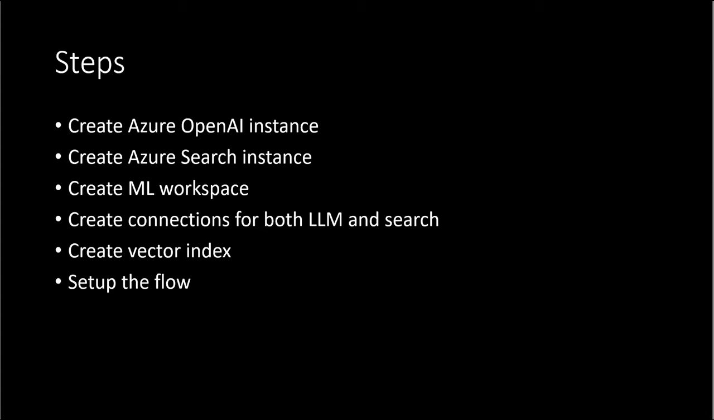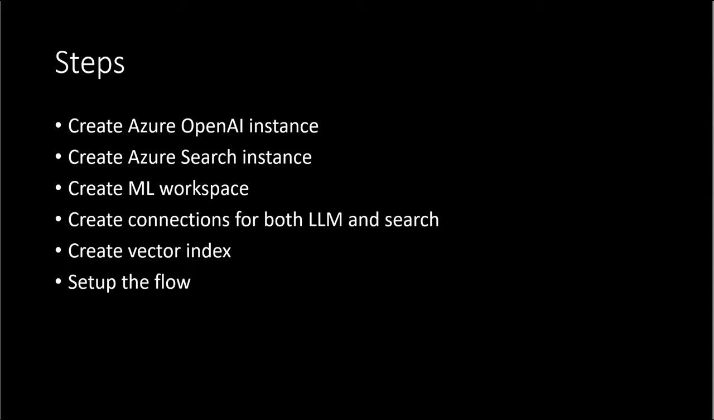The very first thing we need is an active Azure subscription, and once we have that we can go ahead and create an instance of Azure OpenAI. Then we need to create an instance of Azure Search. And the third thing we need is to create an instance of a machine learning workspace, because that is the place where we are going to map all these things and create our flow. Then inside the machine learning workspace, we need to create connection strings for both our LLM and Azure AI Search. Then we will be creating a vector index and setting up the flow. So these are the things which we need to perform in order to finish this activity.